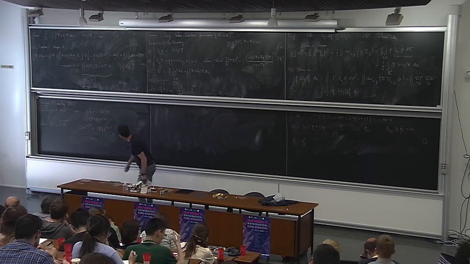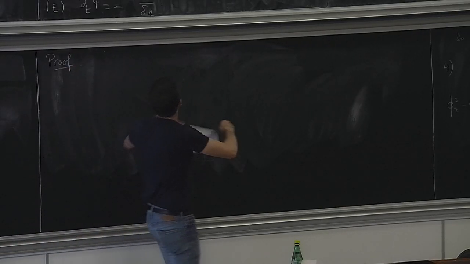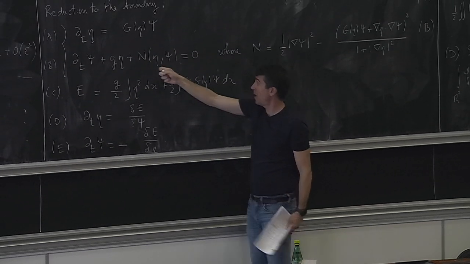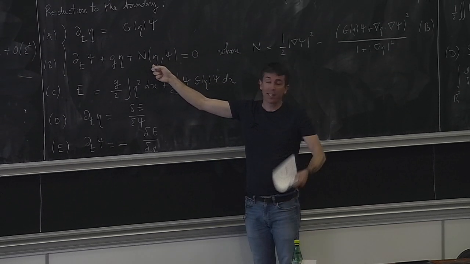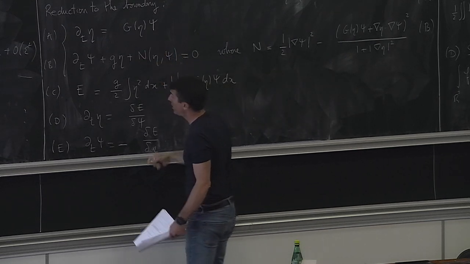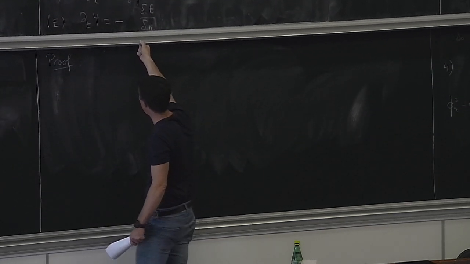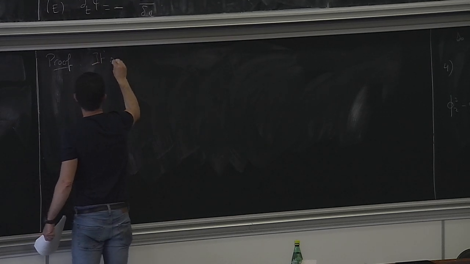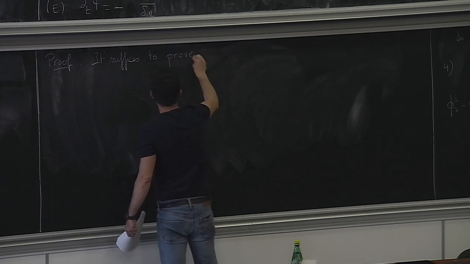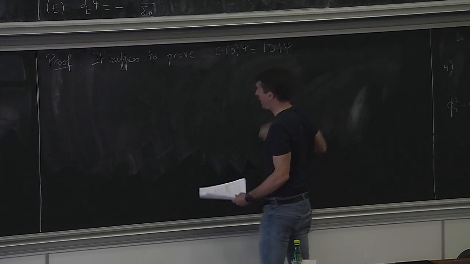The proof. We have the system here. You see that this term is quadratic. We are linearizing at the origin, I mean around (0, 0), so this term is negligible. It remains only to prove that we can approximate g of eta psi by g of 0. And in fact, it suffices to prove that g of 0 psi is equal to modulus of D_x acting on psi.